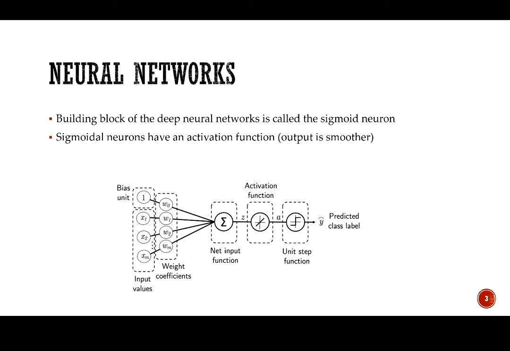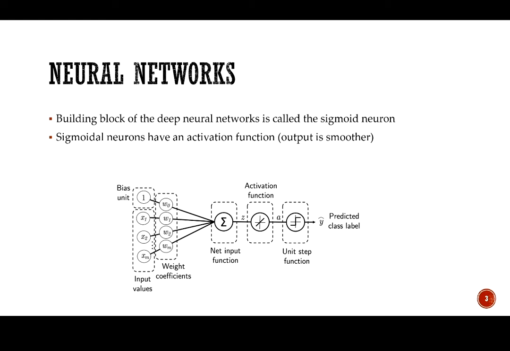The building block of the deep neural network is called the sigmoid neuron. Sigmoid neurons are similar to perceptrons, but they are slightly modified such that the output from the sigmoid neuron is much smoother than the step function output from perceptron.